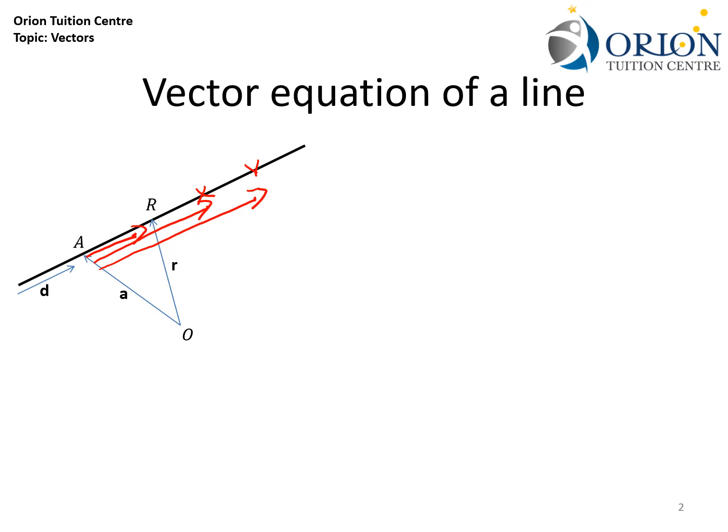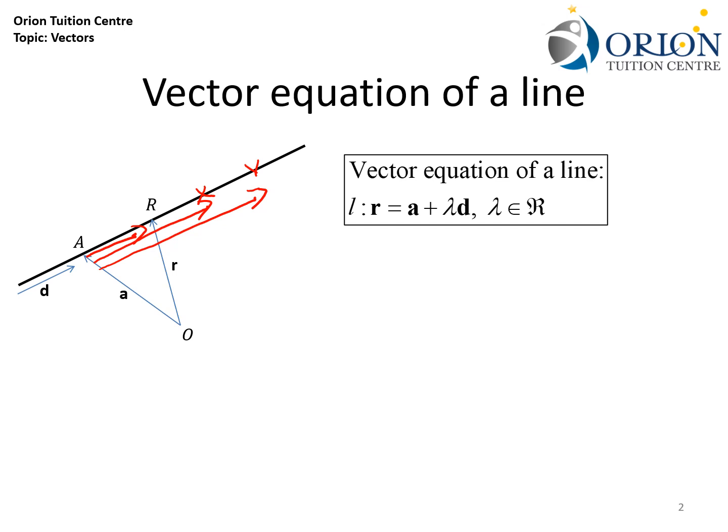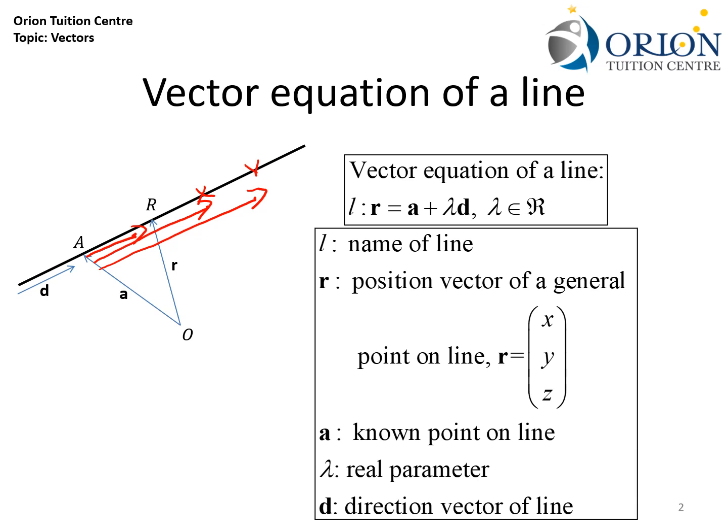Therefore, the position of point R can be used to describe any point on the line and is thus the equation of the line, which is expressed in this form over here. In this format, L represents the name of the line, and R is a general random point on the line, which is equivalent to the point with coordinates x, y, and z. A is a point on the line whose position vector we must know. Lambda is a real number which brings us from point A to different points of the line by multiplying with vector d, and d is the direction vector of the line.